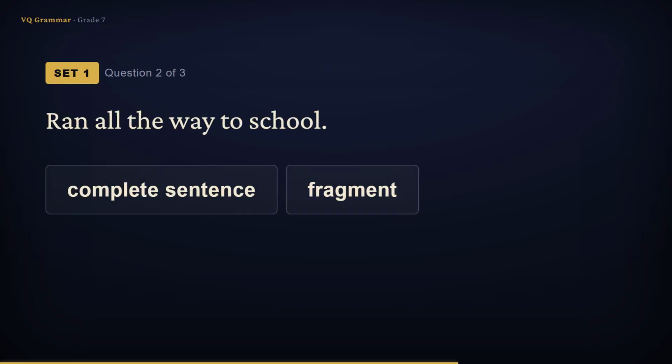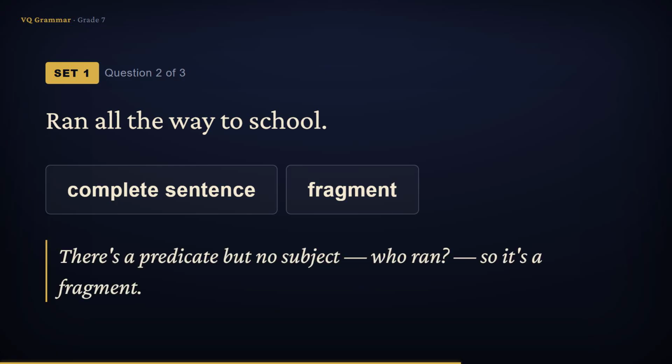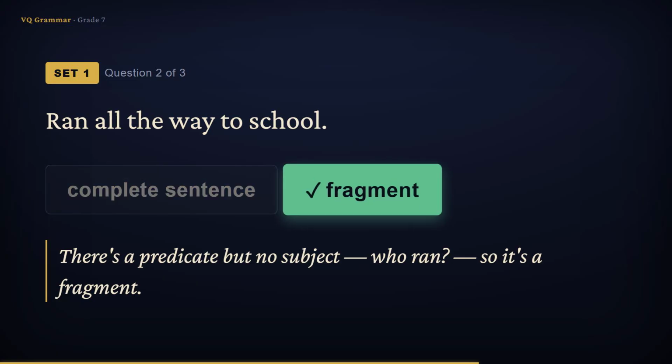Ran all the way to school. Test it. There is a predicate, ran all the way to school. But who ran? There is no subject anywhere. Since a piece is missing, this one is a fragment.